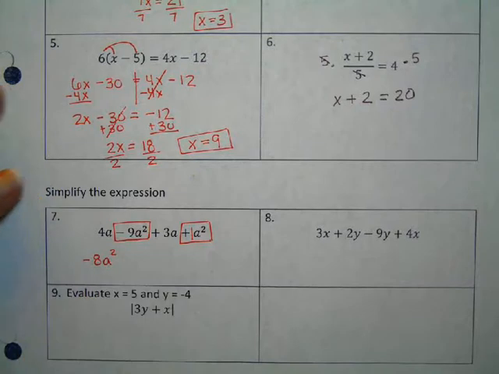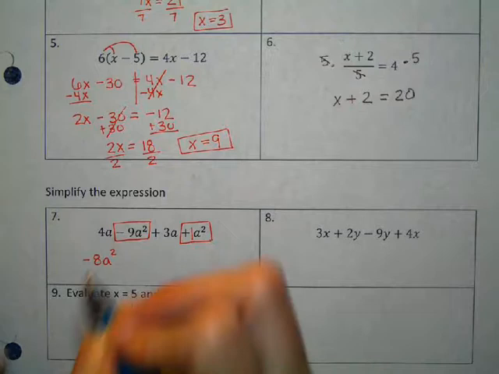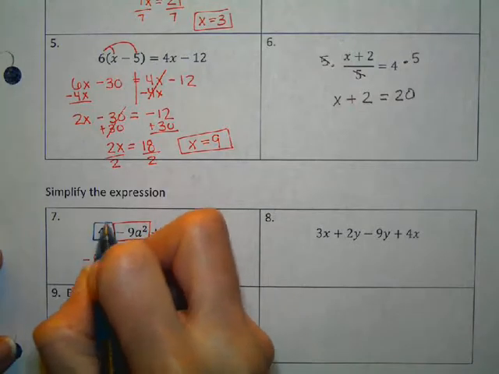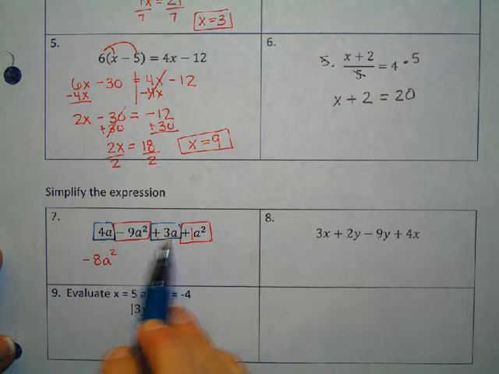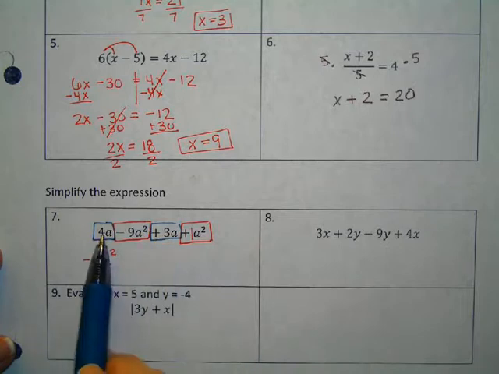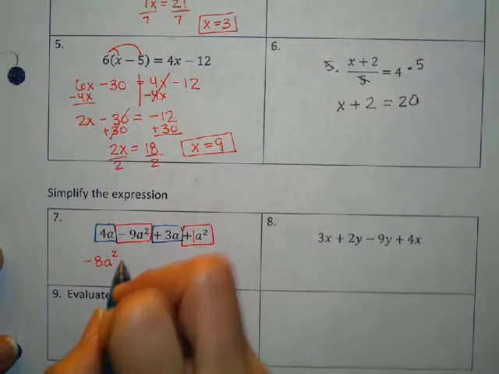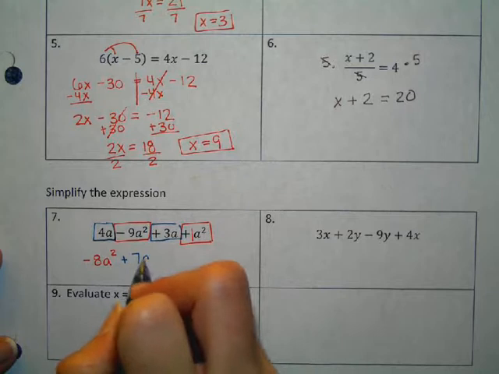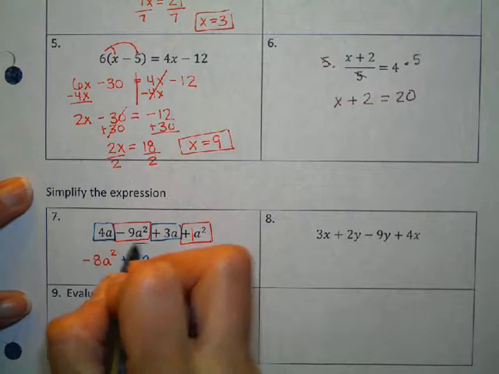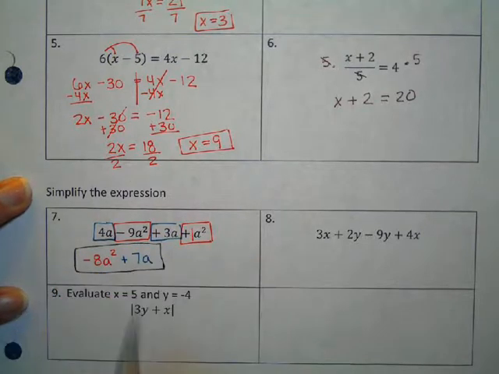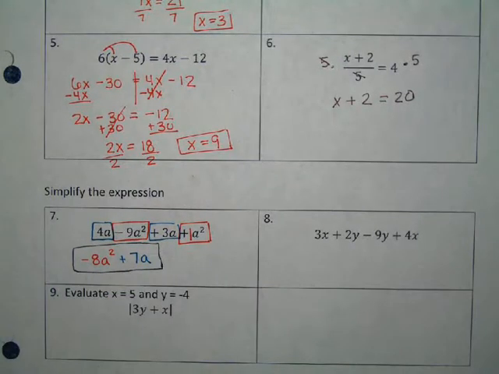Okay? So now we're going to look at the a's we have left. We have a positive 4a and we have plus 3a. Remember, the sign in front of it stays with that number. So 4a plus 3a gives me positive 7a. And we cannot add those because one of them is an a squared and one of them is an a. So that is as simplified as it goes. Those are not like terms, so we leave them individual like that.